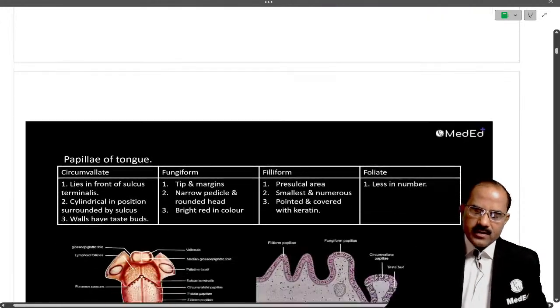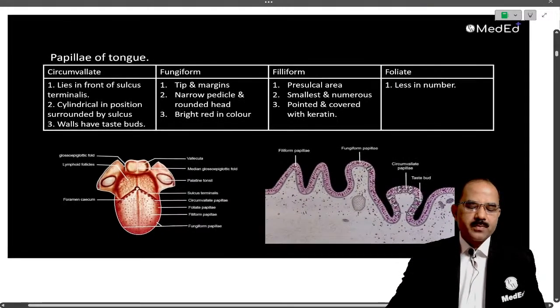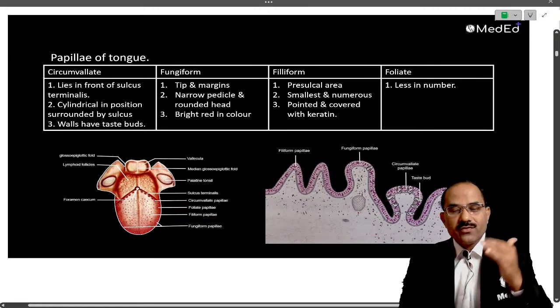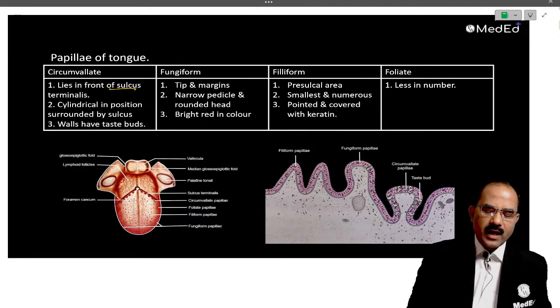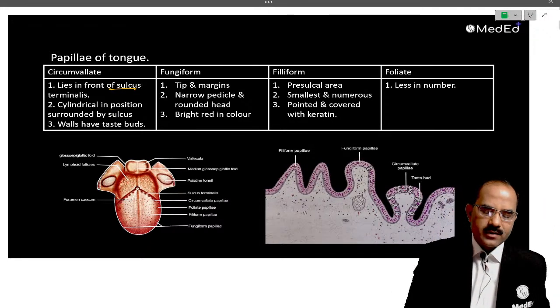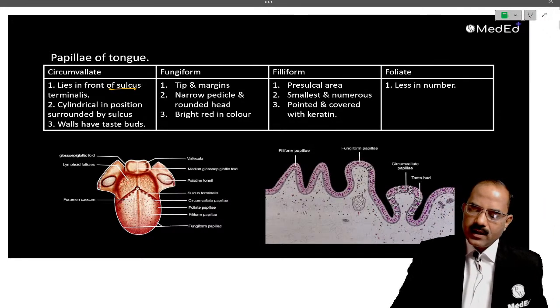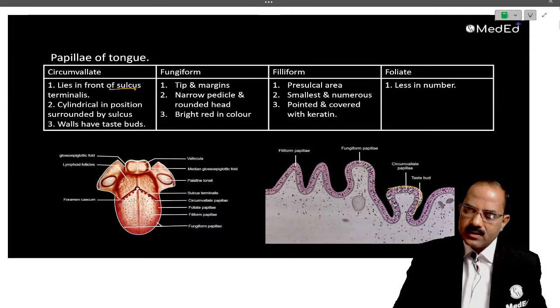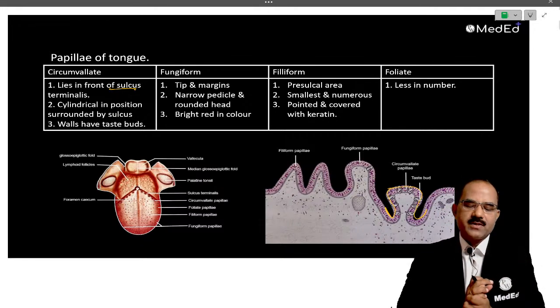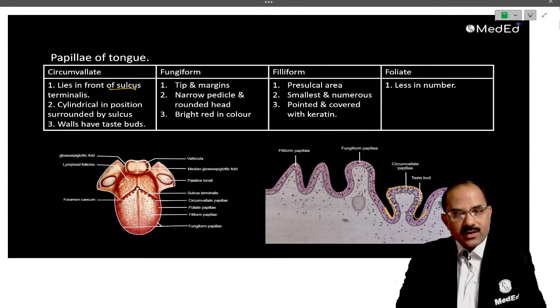If we try to understand the specific structure of this papillae, the circumvallate papillae lies in front of the sulcus terminalis. And how are they? They are cylindrical in position, and there's a trench, right? They're surrounded by a sulcus. Like if this is a circumvallate papilla, there's a sulcus around it. You can see this. There's a trench around it, and they've got taste buds here. So it lies in front of the sulcus terminalis.